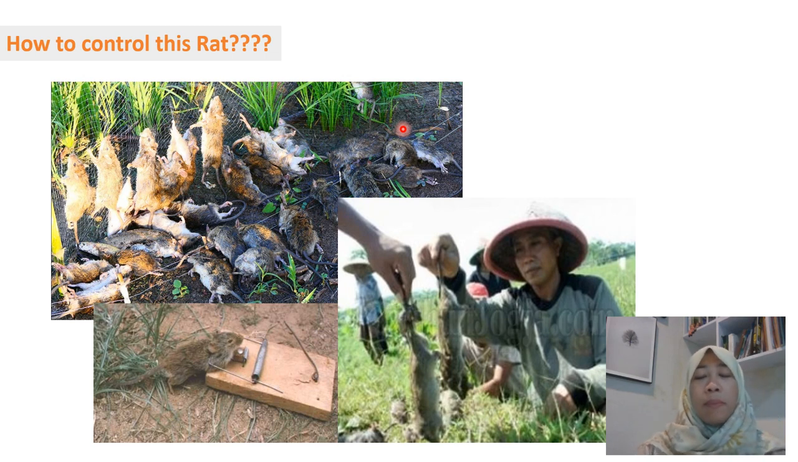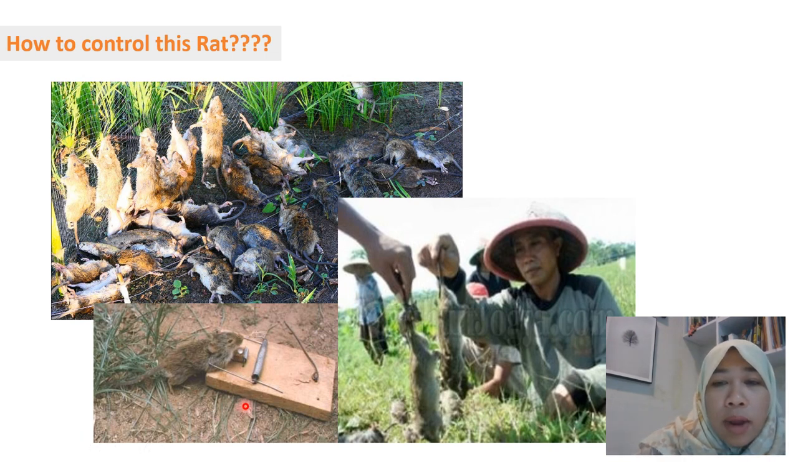Why should we plant in unison? Because if we didn't do unison planting, the rat would be moved from plot A into plot B, into plot C, into plot D, that have a different stage of planting. Maybe plot E is still seedling, and then plot B will be harvesting, and then plot C is still vegetative phase. So the rat would maneuver from plot to plot. So planting in unison is important. So we have the same pace of the paddy. That's the point.